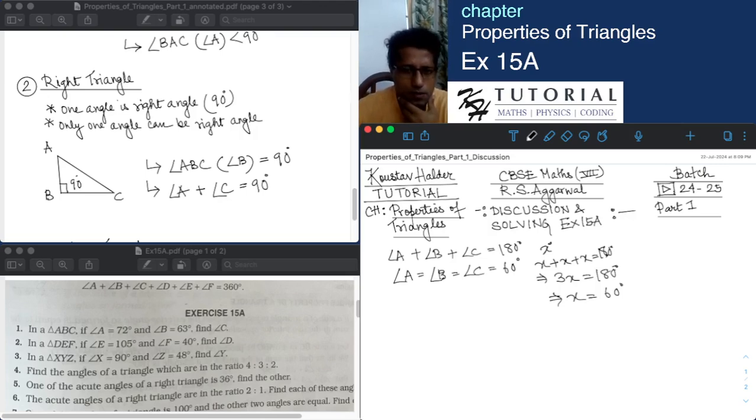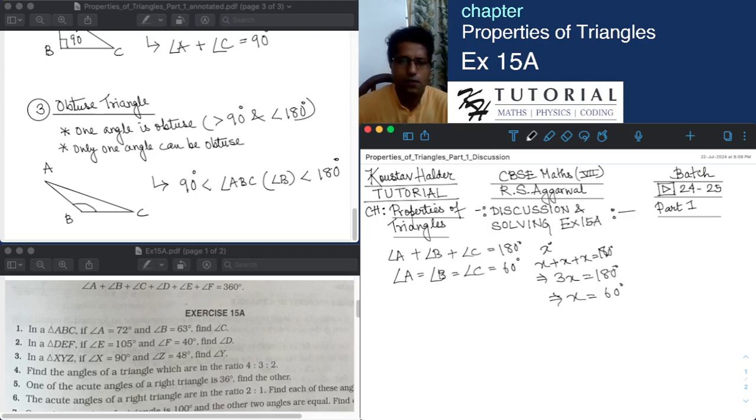So if in a triangle ABC, angle B is the right angle, then we have angle A and angle C. They must be acute angles, and their sum must be equal to 90 degrees, because we know that the sum of all angles is 180 degrees, and if one angle is 90 degrees, then obviously the sum of the other two angles has to be 90 degrees. So if in a triangle ABC, B is the right angle, then the sum of angle A and angle C has to be 90 degrees. Okay, so that was the right triangle.